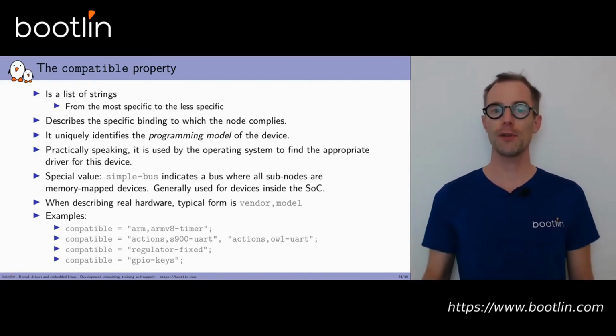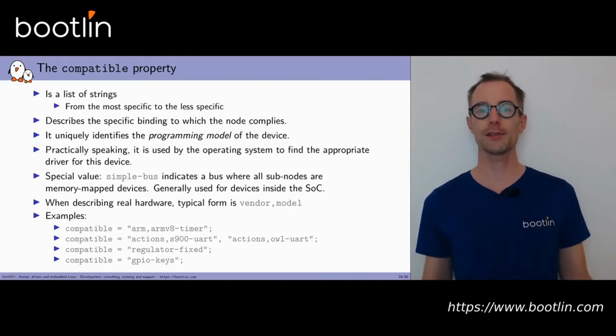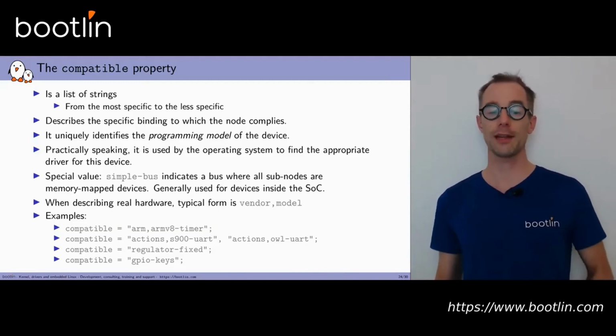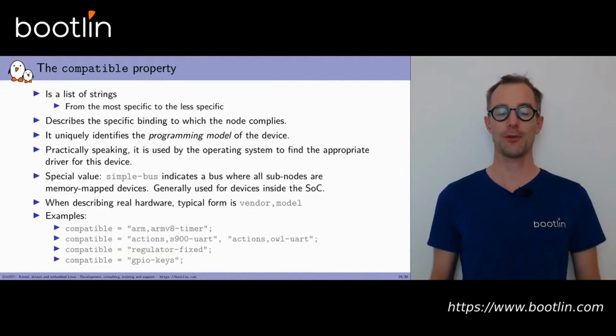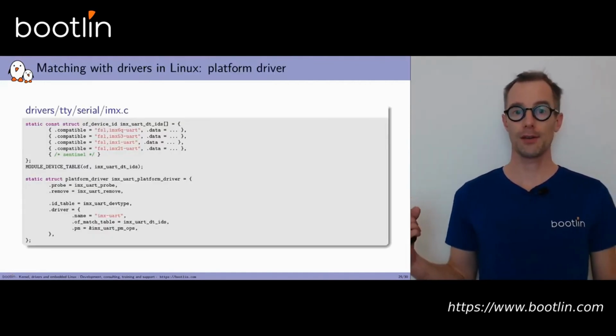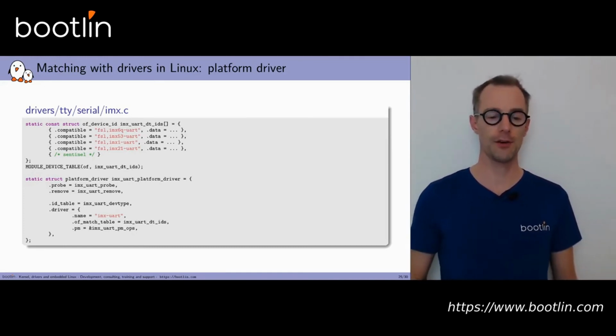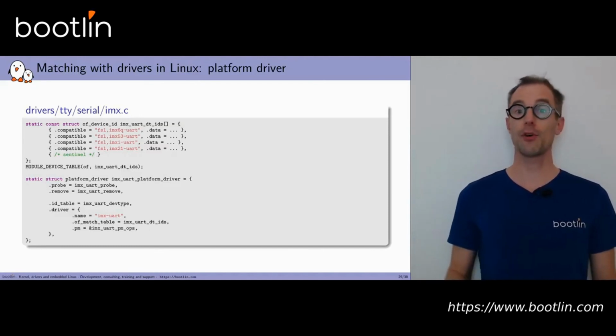So it is very common that one of the top-level nodes describing all the devices in your system on chip will use that compatible value. In terms of association with the Linux kernel drivers, this is how it gets done. For example, for memory map devices.